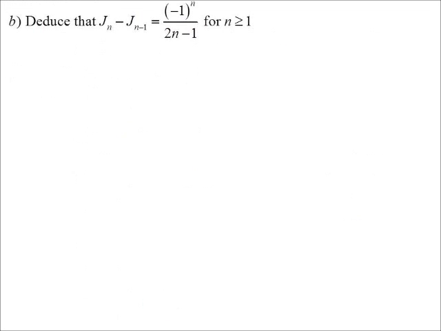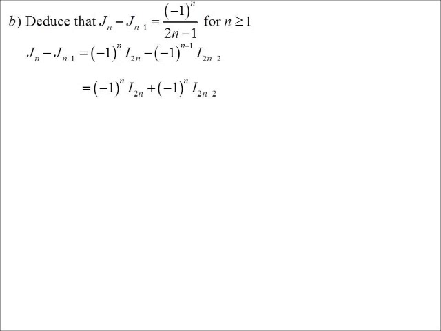Here comes the more interesting bit. Deduce then that J_n minus J_{n-1} ends up being minus 1 to the power of n all over 2n minus 1. All right, well, the definition for J_n was minus 1 to the power of n I_{2n}. So therefore, J_{n-1} is minus 1 to the power of n minus 1 I_{2n-2}. Okay. Well, I want to make these minus 1s to the same power because it'll match what I'm trying to show. Now, I've said I've got minus 1 times minus 1 to the n minus 1 is minus 1 to the n, yes. Okay, good. Anyway, so it's minus 1 to the power of n.